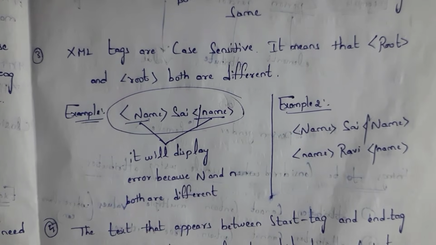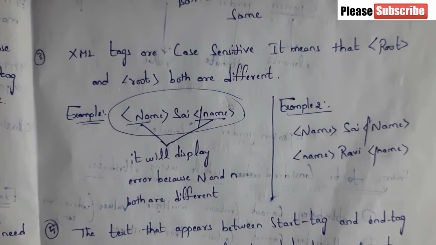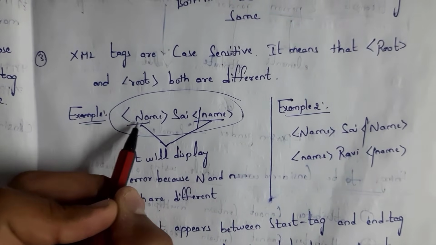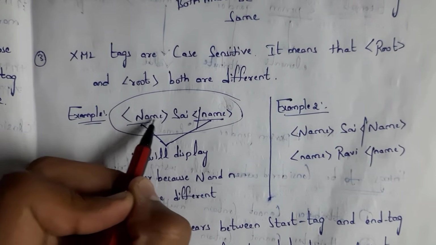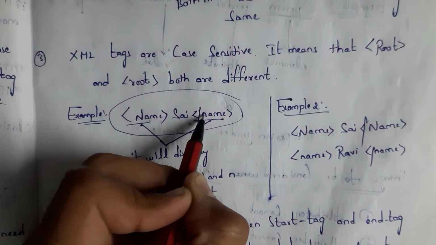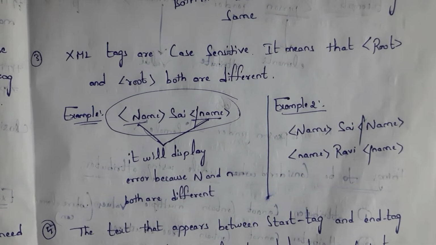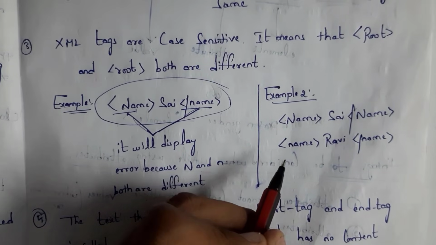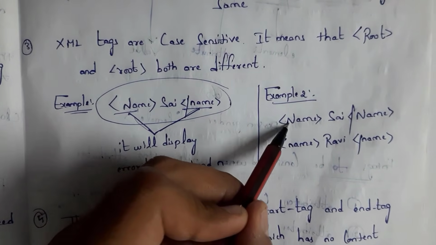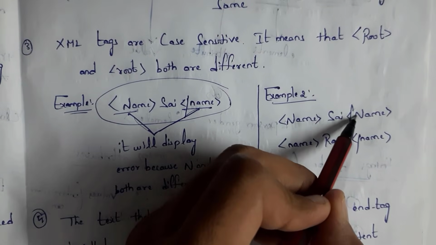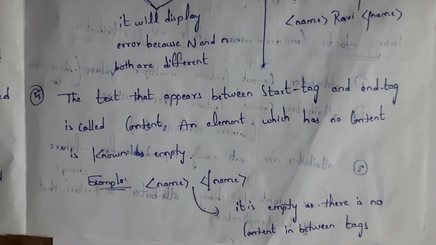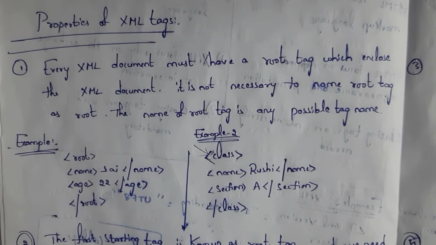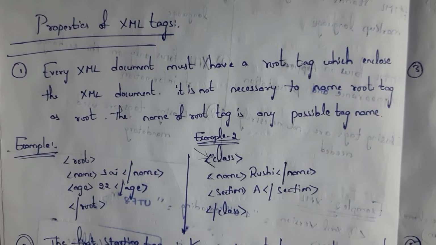For every open tag, there should be a closed tag, and this closed tag is written with the slash symbol. As I said before, XML is case sensitive. That means it treats capital A and small a differently. For example, if you see this example, at first I wrote the open tag as name with capital N and the closed tag with small n. So it will not generate output because it displays an error. If you use a small letter for the open tag, then even for the closed tag you need to use a small letter. If you use capital N for the open tag, for the closed tag you need to use capital N. If you do not write any content in between tags, we call it empty. I hope you guys have understood the properties of XML tags.